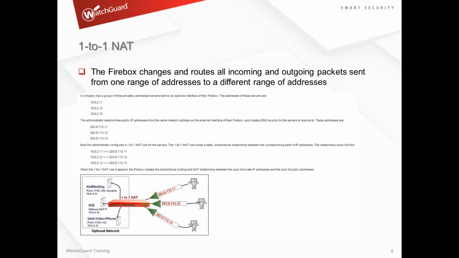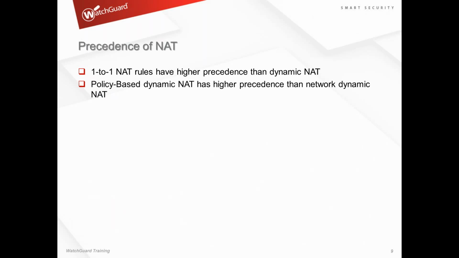But maybe we don't have that flexibility, or maybe we want to do that one-to-one mapping. Again, we'll cover how to do that. As we look here, the user is going to .11, and then we're going to map that to NetMeeting. Again, that's just a sample application with dynamic ports that allows us to have that full mapping in there. Another use case scenario is this user is trying to get to .13 as an Intel video phone, and that maps to .13 on the optional network, and we'll cover how to do that as well.